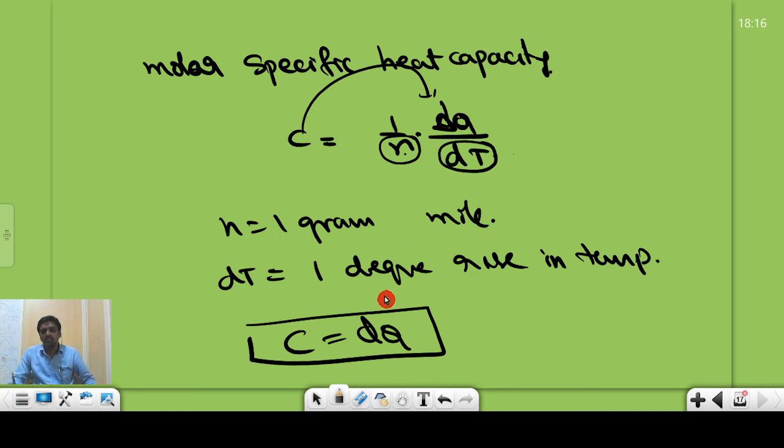So those are the two definitions, for the molar specific heat capacity and the gram specific heat capacity.